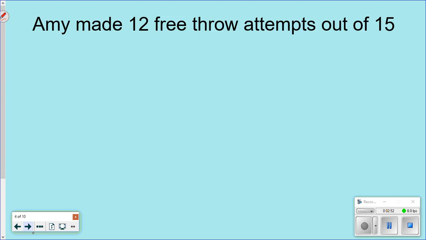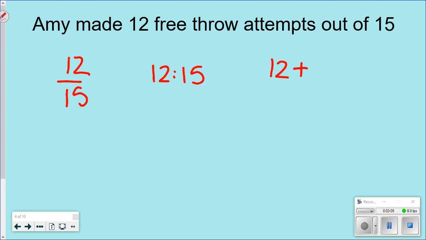Okay, so here's an example. It says Amy made 12 free throw attempts out of 15. So they want you to write the ratio. So there's a whole bunch of ways you could write it. So you could write it 12/15. You could write it 12 to 15. And then you have to make sure you reduce. So I know that 3 goes into 12 and 15. So reducing would be 4 to 5. So for every 4 free throws she made, she attempted 5.